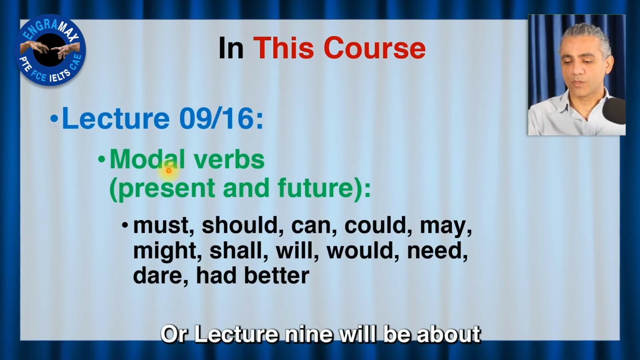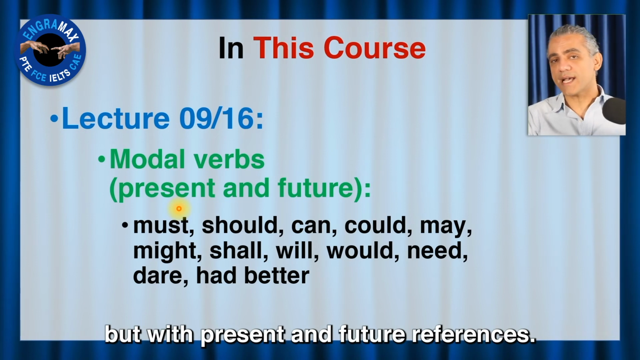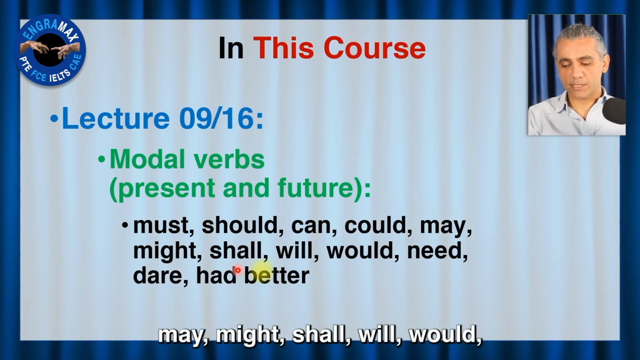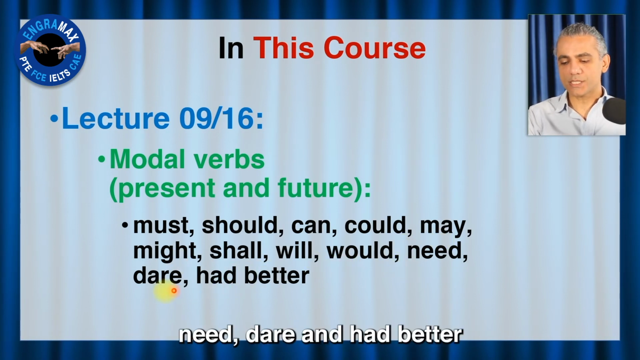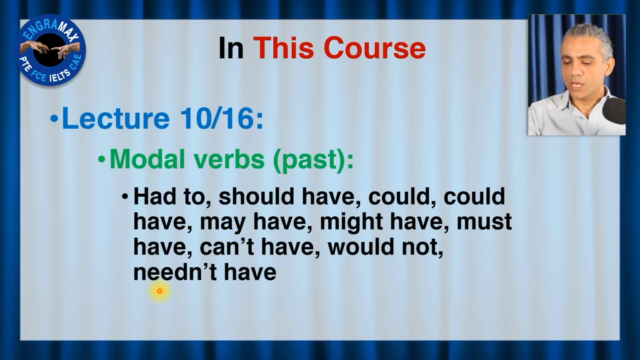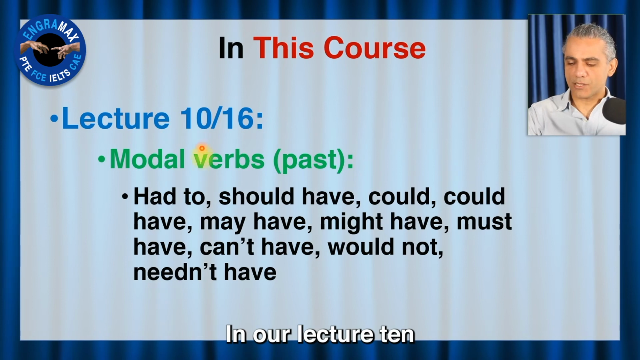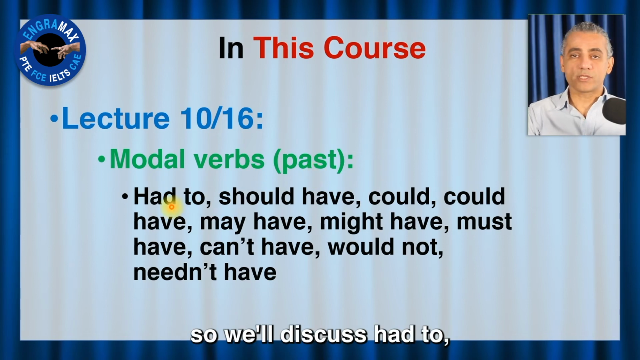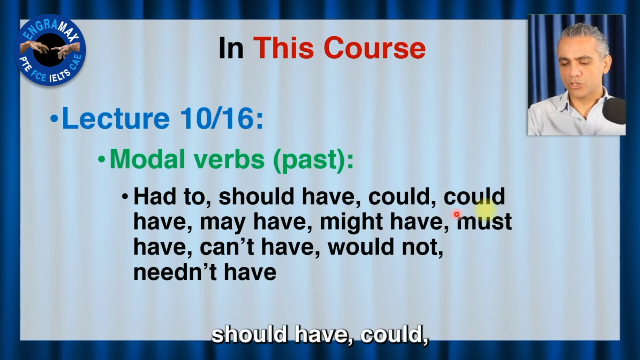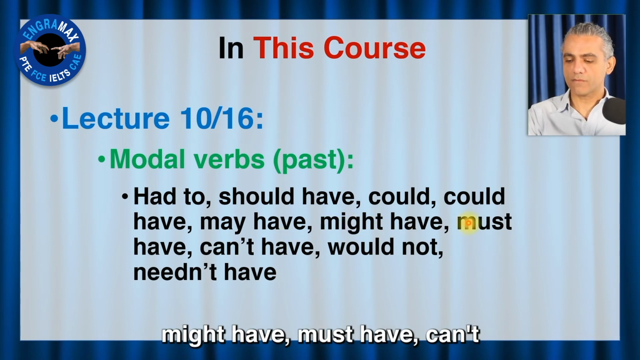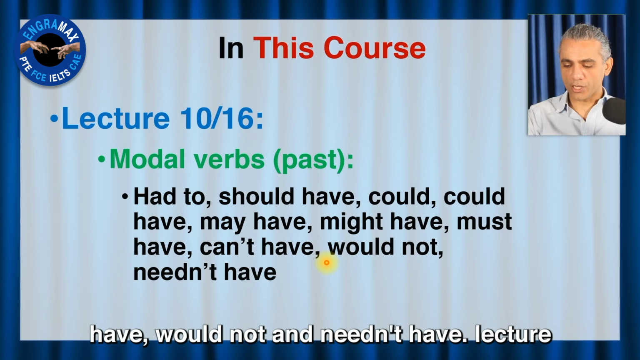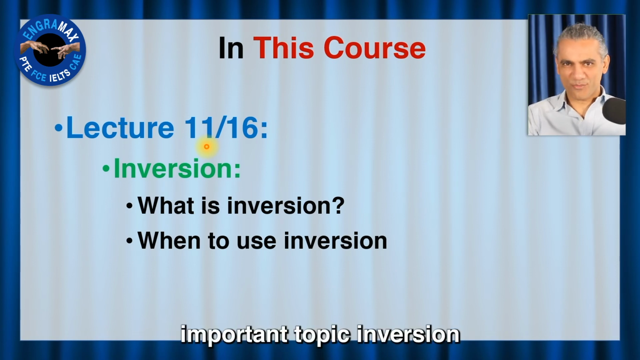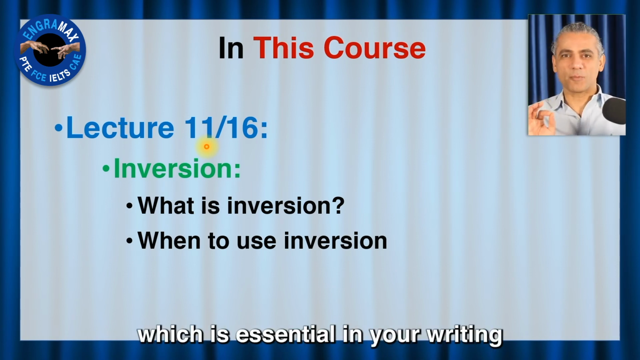Our lecture 9 will be about modal verbs, but with present and future references. We'll talk about must, should, can, could, may, might, shall, will, would, need, dare, and had better. In our second part of modal verbs, in our lecture 10, we'll cover modal verbs and their past references. So we'll discuss had to, should have, could have, may have, might have, must have, can't have, would not, and needn't have.